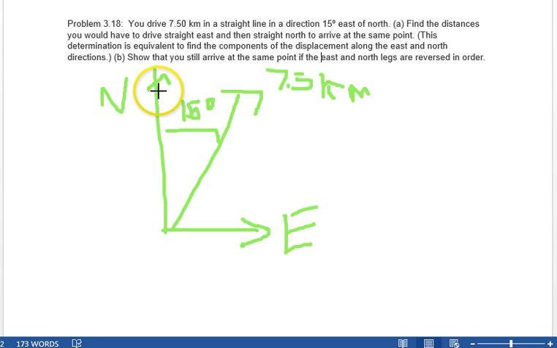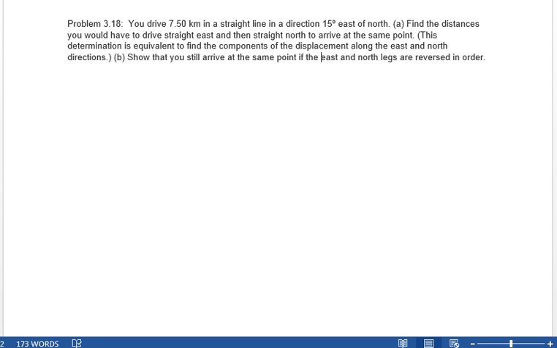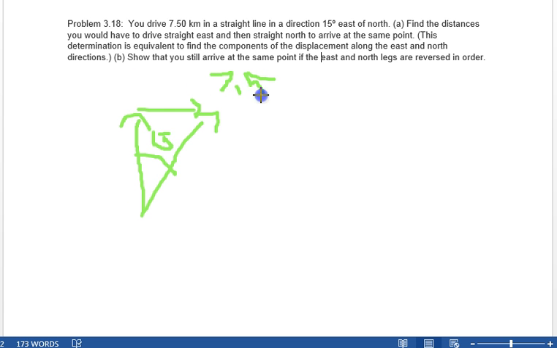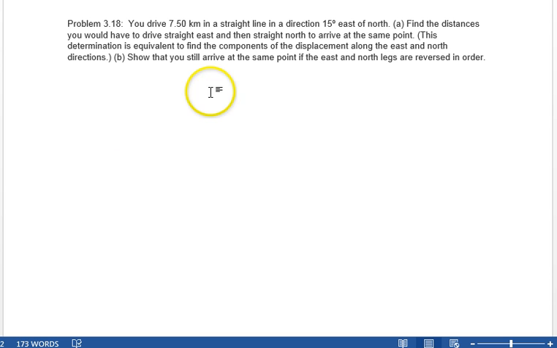So if you look at the eastern component of that, that is this piece, right? And the northern component is that piece. So if this is the 15 degrees, the eastern component corresponds to 7.5 kilometers times the sine of 15 degrees. And the northern component corresponds to 7.5 kilometers times the cosine of 15 degrees. All right, so let's put that all down.